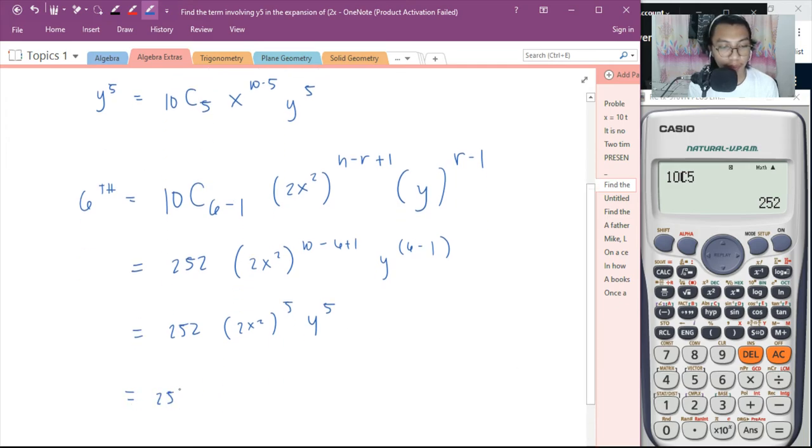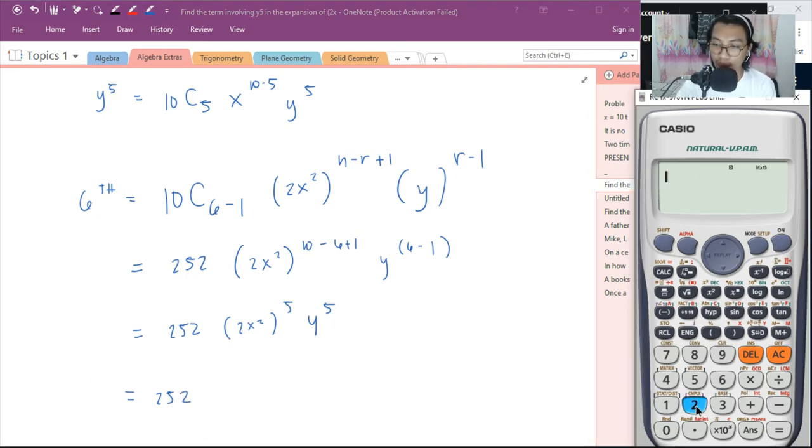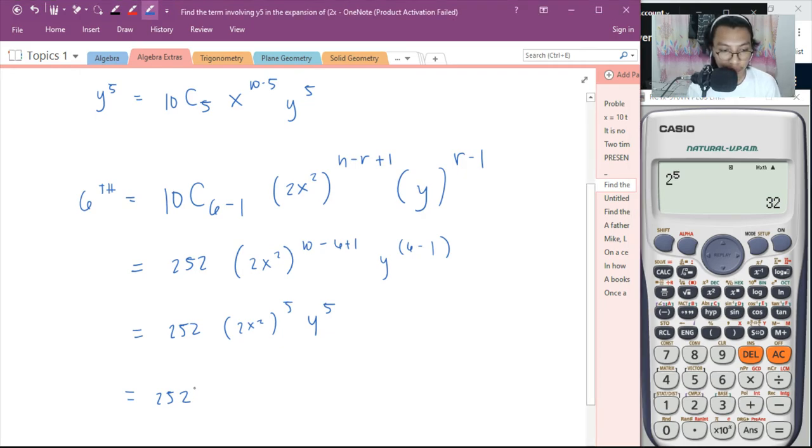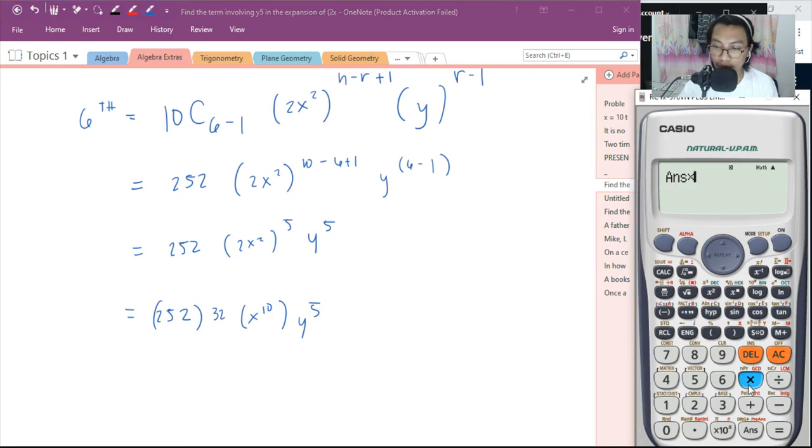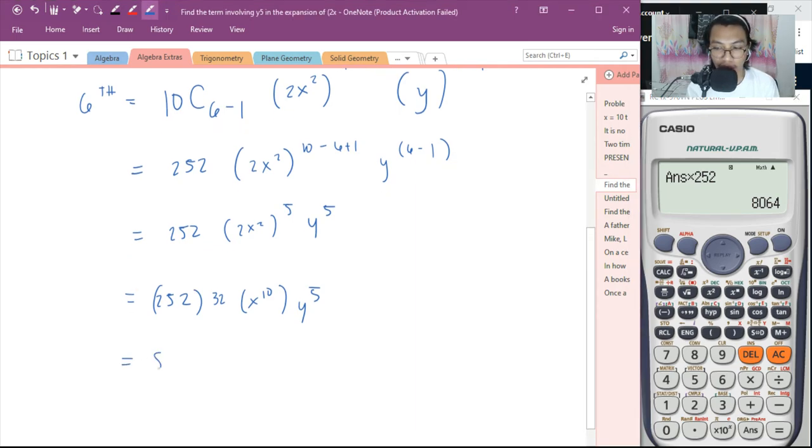So, 252, 2 raised to the 5th power, that is 32. 32. x raised to the 10th, kasi naka-power to, so multiply, y to the 5th. So, 252 times 32. 8064. 8064. x to the 10th power.